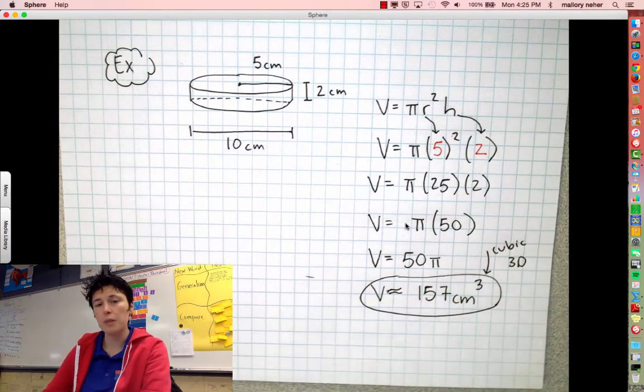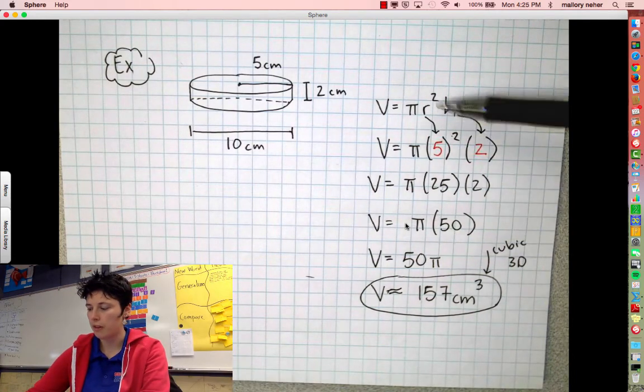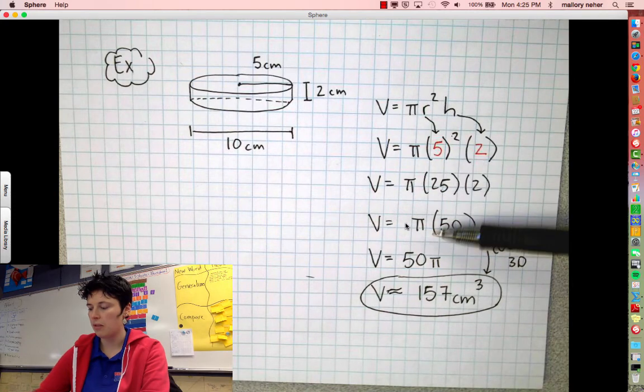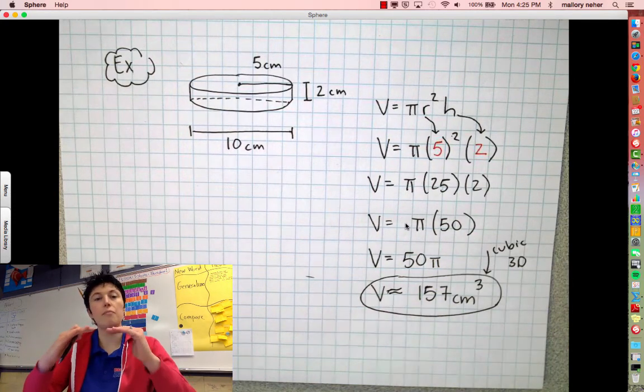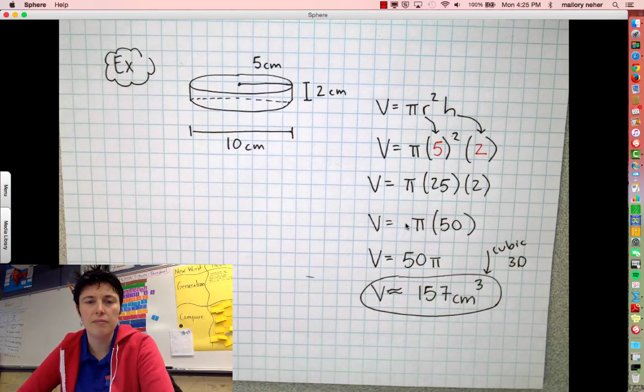And then there's my steps. So your work should basically look like this. You should have formula, numbers, numbers, numbers, answer, all organized step by step by step. And that is how you find the volume of a cylinder. Hope that helps.